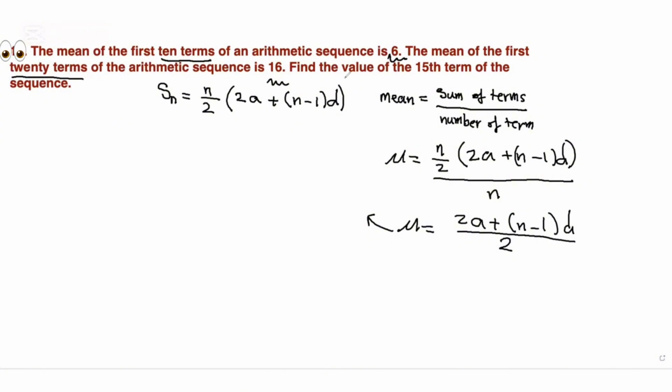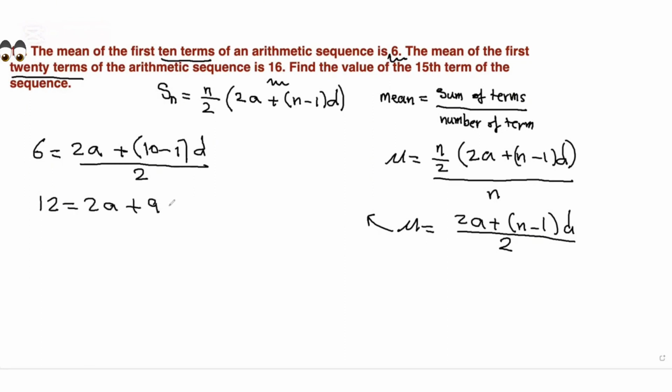Since the mean of the first 10 terms of an arithmetic sequence is 6, I'm going to use this equation. 6 equals 2a plus, since it's 10 terms, 10 minus 1, d, all over 2. I'm going to cross multiply the 2 into the 6 and get 12 equals 2a plus 9d. We'll call this equation 1.